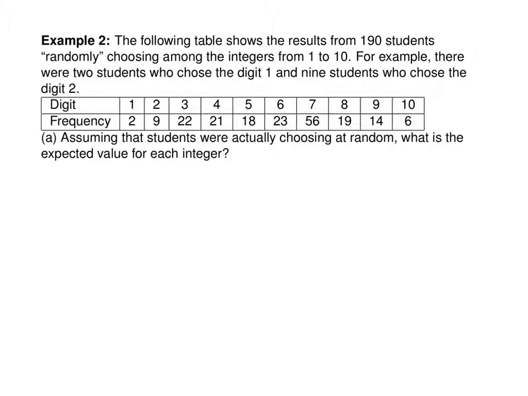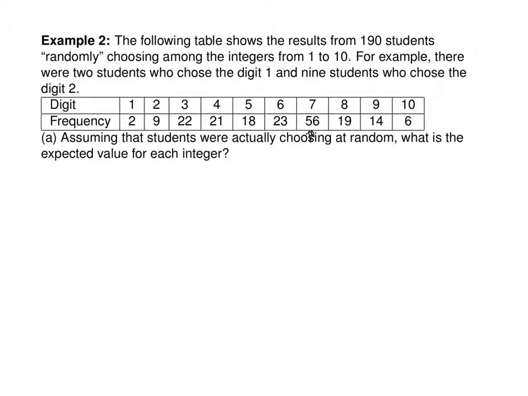All right, so let's do an actual example. It turns out that people are actually terrible randomizers. If I ask you to choose a random number between 1 and 10, it turns out that people disproportionately choose 7, and this is a thing. Look at how much more often 7 is chosen relative to everything else.